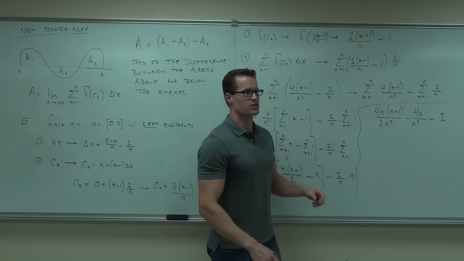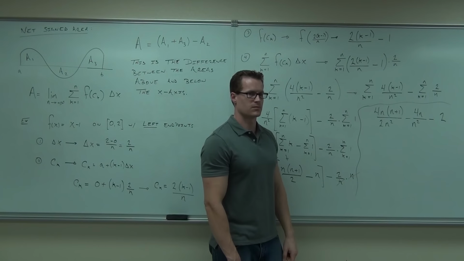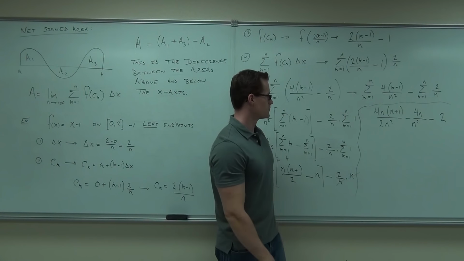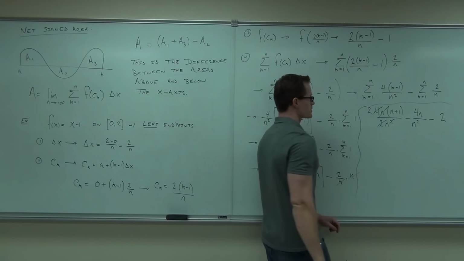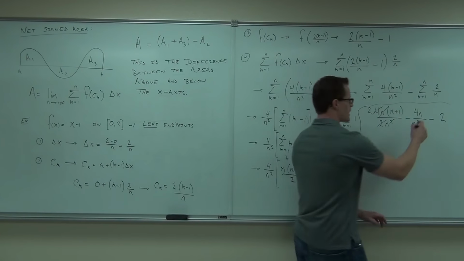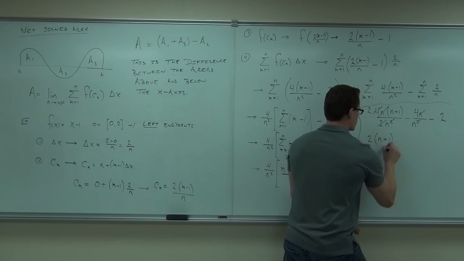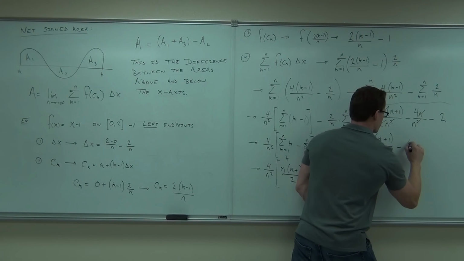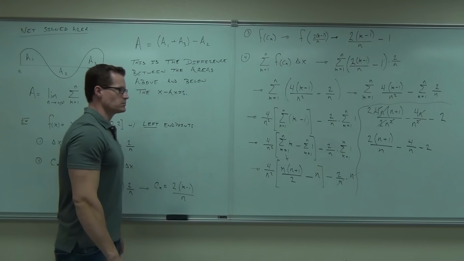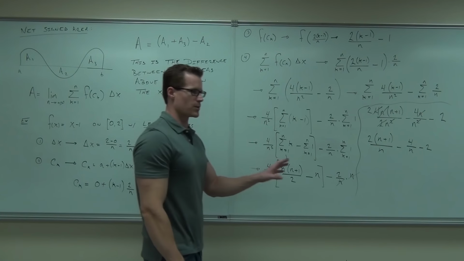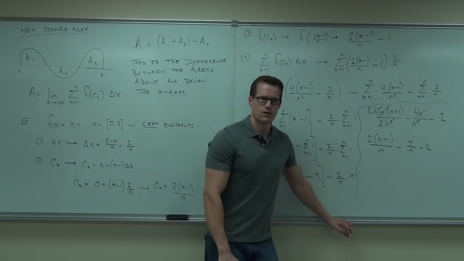Now, let's simplify some other stuff. Tell me something that simplifies here. Okay, cool. So the 2 and the 4, those simplify. The n and one of those n's simplify. What simplifies here is an n with the square part of that. So I get 2n plus 1 over n minus 4 over n minus 2. We're almost done. You ready for it?